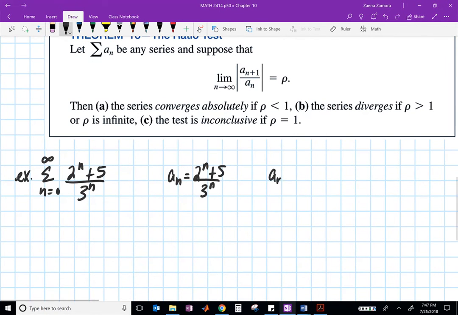So I need to know what my a sub n plus 1 is. How do I figure out a sub n plus 1? What do I do with that n plus 1? I insert it wherever I see an n, I replace it with n plus 1. So instead of 2 to the n, it's going to be 2 to the n plus 1, and then plus 5, and then divided by 3 to the n plus 1.